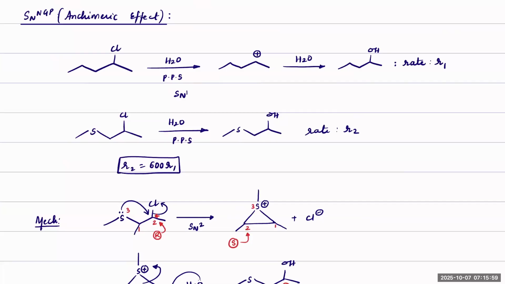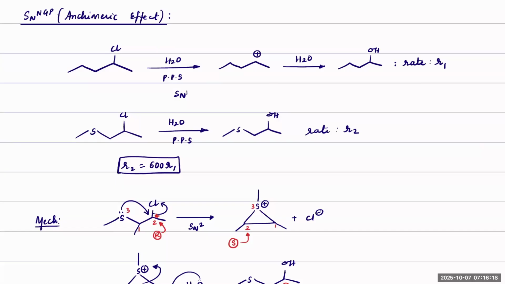Here, normally what you notice is when you react with water, attack here, Cl minus is released, carbocation will form, and then the rate will come as R1. But the same reaction, when there is a sulfur in between here, the reaction will be almost 600 times of R1.